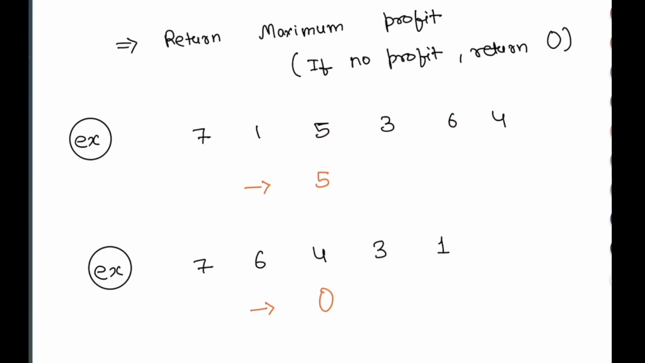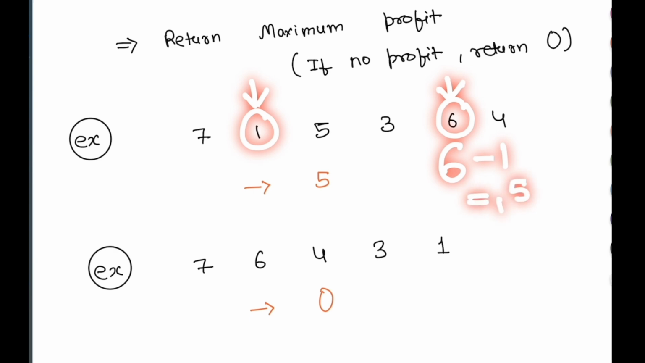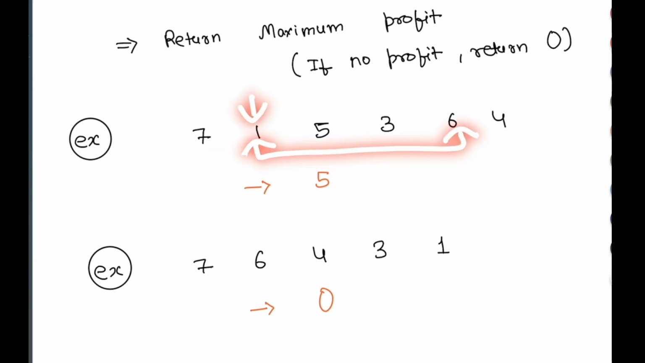You can actually buy the stock on the second day, which is at price 1, and you can sell the stock on the fifth day, which is at price 6, and the profit you will have is 6 minus 1, which is 5. And that is going to be your output for this particular input. This is the maximum profit you can gain from this particular transaction.